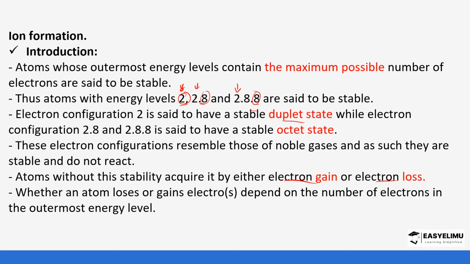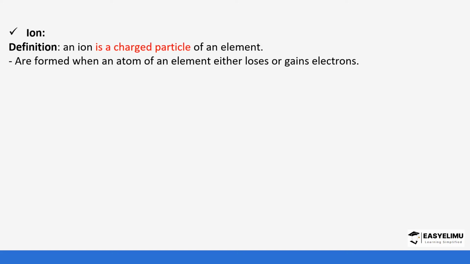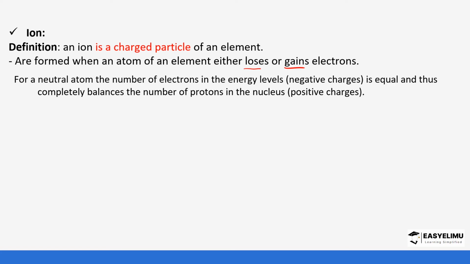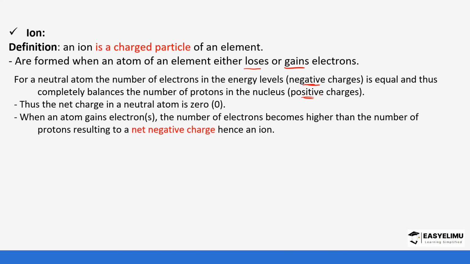So when an atom gains or loses electrons, it forms an ion. An ion is a charged particle of an element. It is formed when an atom either loses electrons or gains electrons. For example, if a neutral atom loses electrons, it forms a positive charge. If an atom gains electrons, it forms a negative charge. The net charge of a neutral atom is always 0, but gaining and losing causes the ion to form either a negative charge or a positive charge.